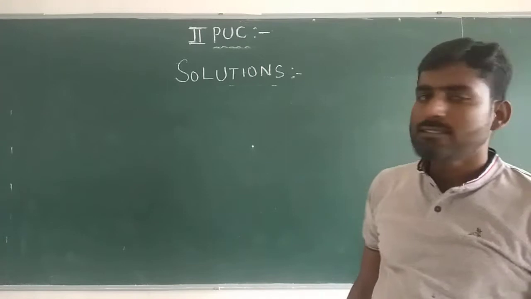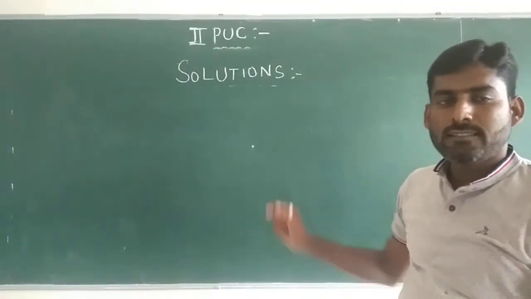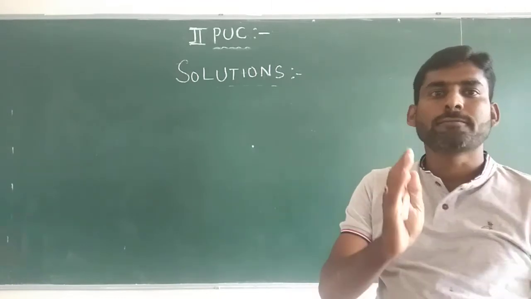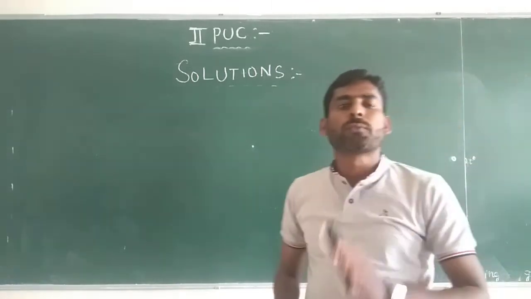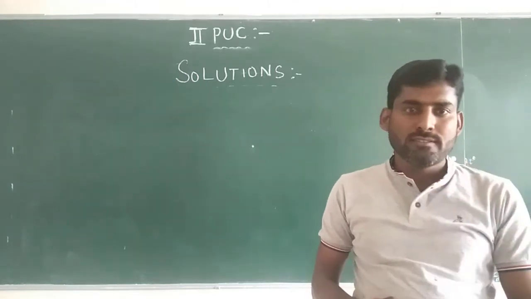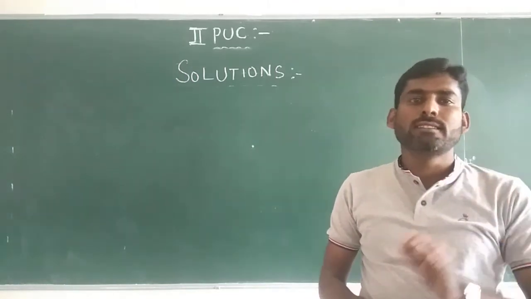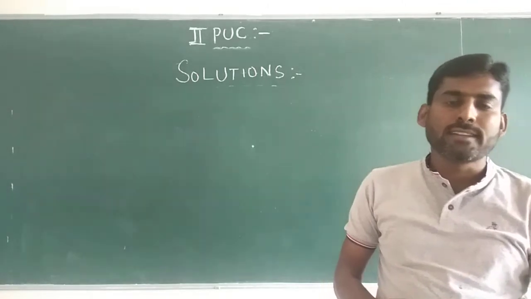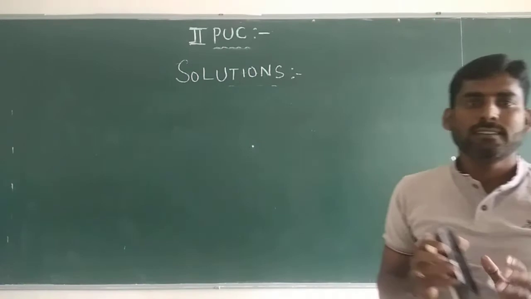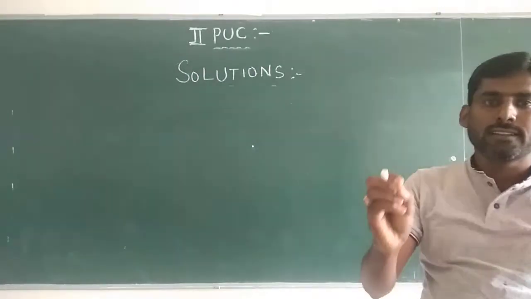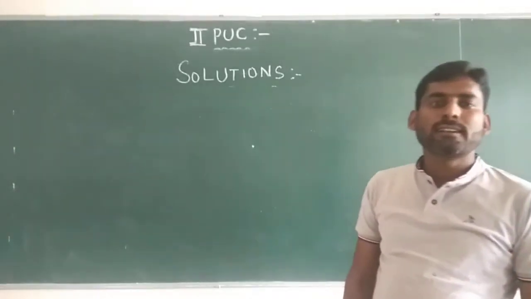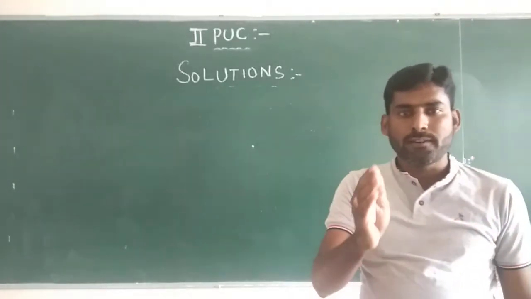We are discussing the solution chapter. In the last class we discussed the definition of colligative properties. Colligative properties are the properties of dilute solutions which depend only on the number of solute particles present in the solution, but not on the nature of the solute particles present in the solution. We have different types of colligative properties.